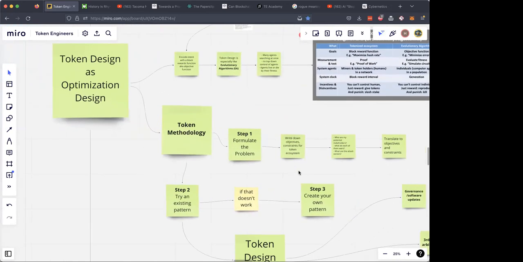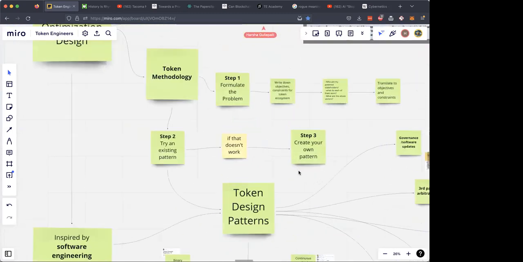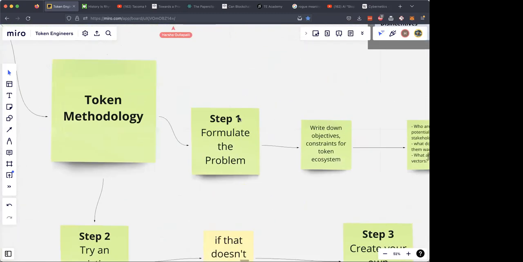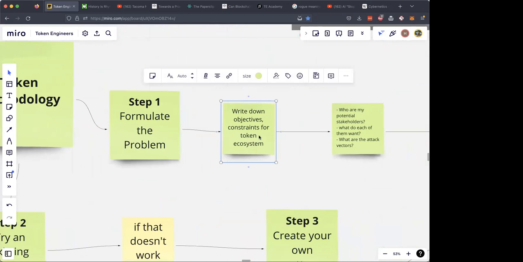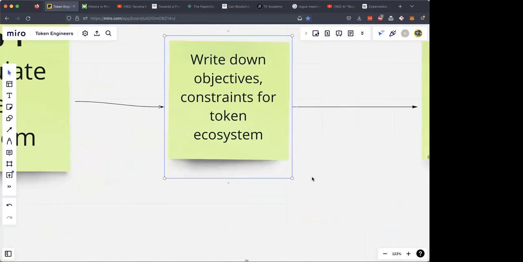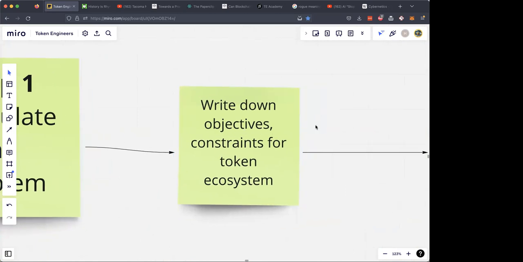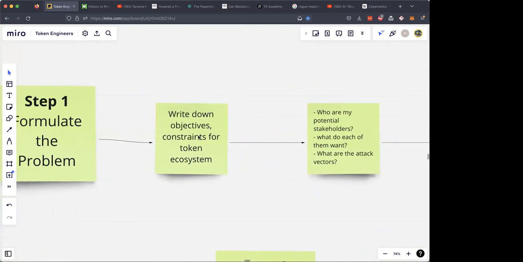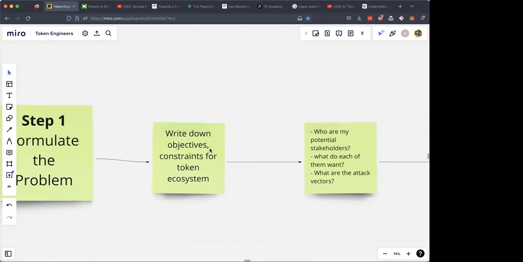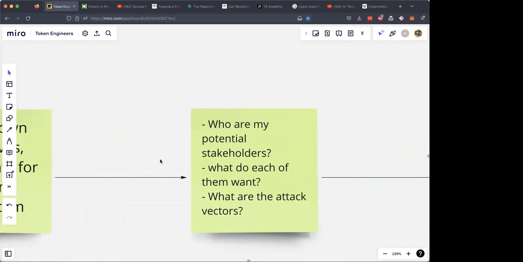Trent comes up with this, I think, 3-step methodology. And the critical bit is this. Step 1 is formulating the problem. What are the objectives? So what are we optimizing for? What are the constraints for your token ecosystem? This can be multiple objectives, single objective, zero constraints, multiple constraints. And this is an iterative process of defining what those are so that we can understand it.